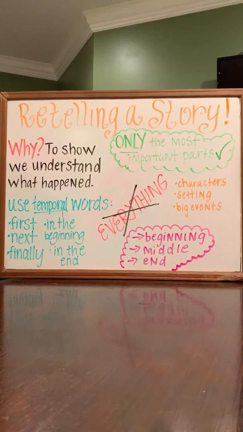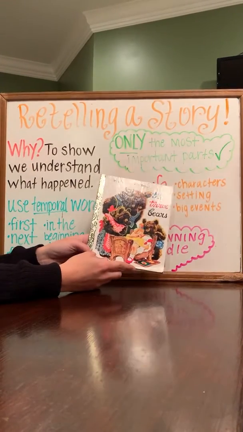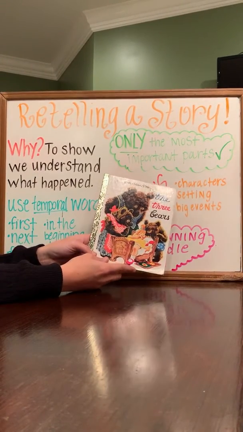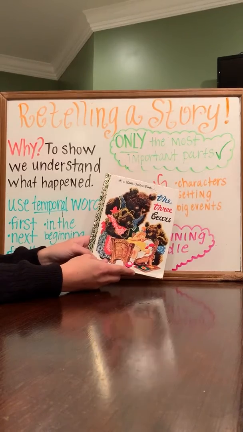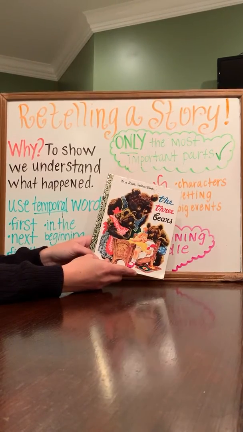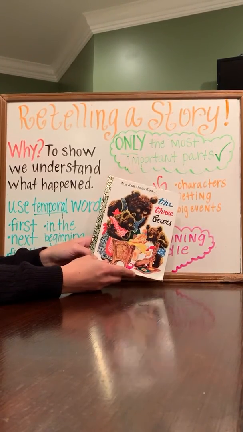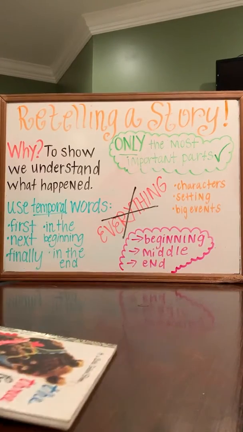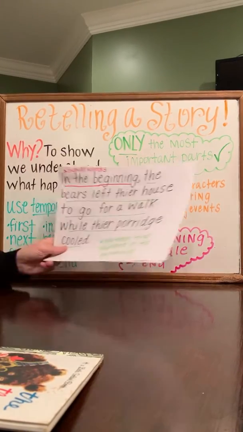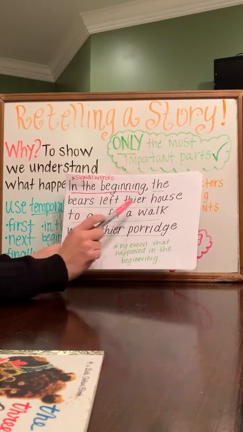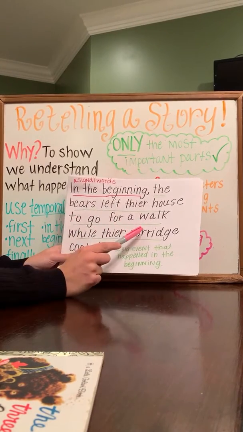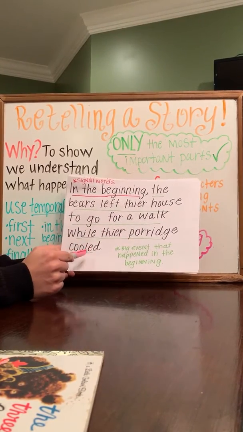How many of you have heard of Goldilocks and the Three Bears? Well, it's about a girl named Goldilocks who goes for a walk in the forest and finds the three bears' home. So, in the beginning, the bears left their house to go for a walk while their porridge cooled.